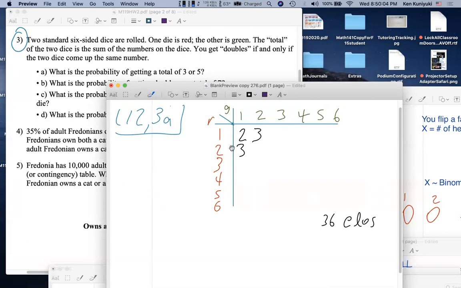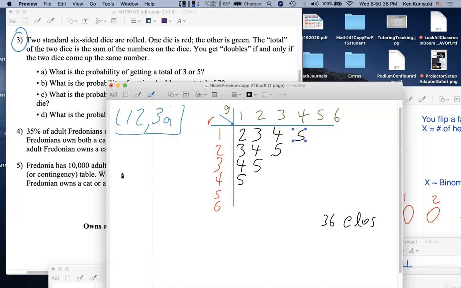Now how do you get a 4? I know I didn't ask for 4, but you get a 4 from 3 and 1, 2 and 2, or 1 and 3. And then how do you get a 5? Give me some ordered pairs. 4 and 1. All right. What else? 2 and 3. That's over here. 3 and 2. Yep. And 1 and 4.